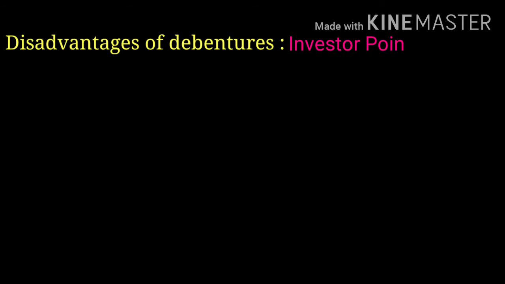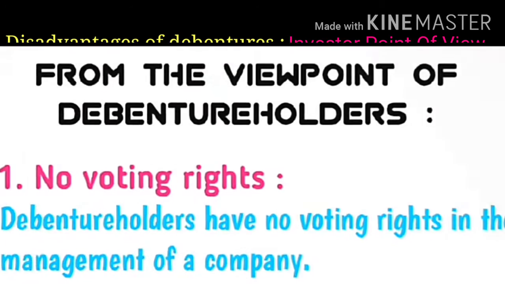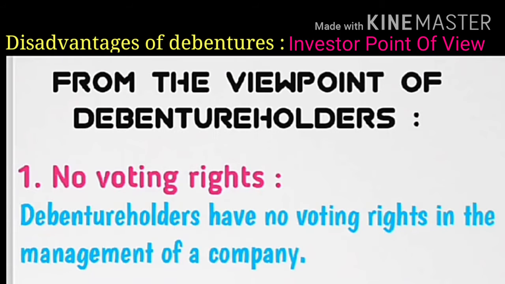Next, investor point of view disadvantages. First one, no voting rights. Debenture holders have no voting rights in the management of a company. So it is a great disadvantage from the debenture holder point of view. Why? Because a debenture holder is not an owner of the company or an equity holder. That's why he doesn't have any right to participate in the internal matters of the company.